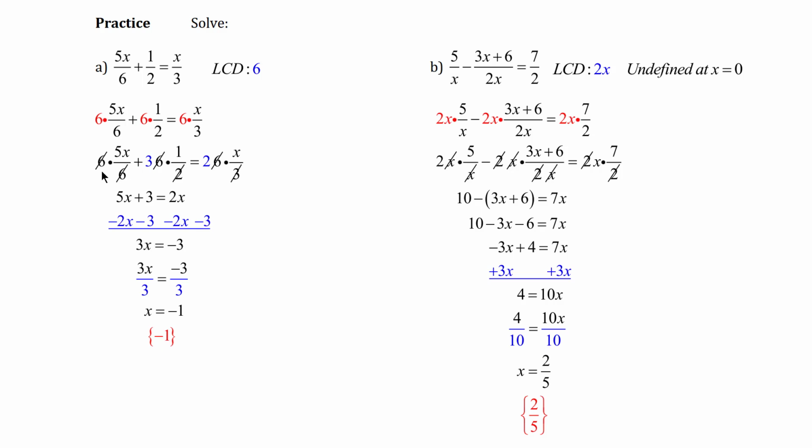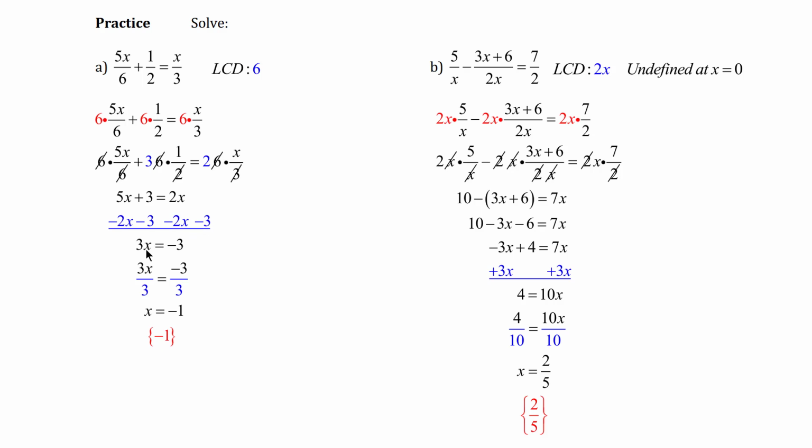Next, we simplify. 6 times 5x over 6, the 6's cancel out, and then we get 5x. 6 times 1/2 is 3, and then 6 times x over 3. 6 divided by 3 is 2, and then we have 2 times x, which is 2x. So the result is 5x plus 3 equals 2x. Next, we solve for x by getting rid of the 2x. We subtract 2x from both sides, and we subtract 3 from both sides of the equation.